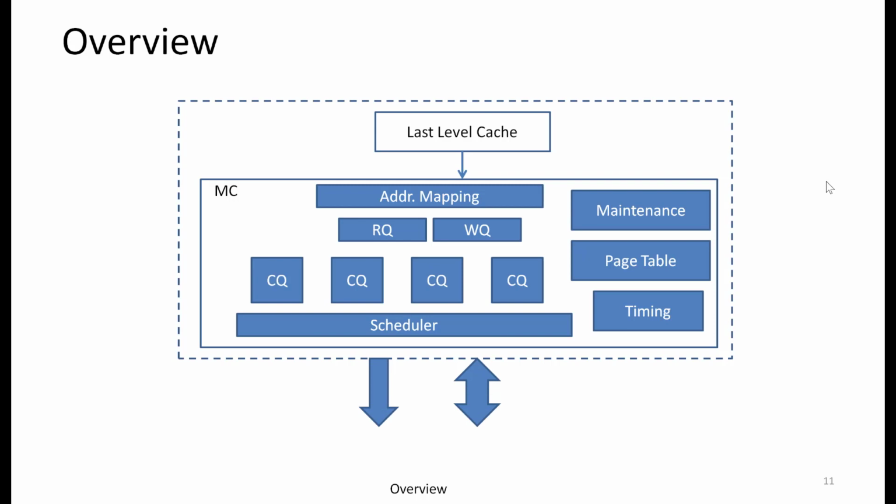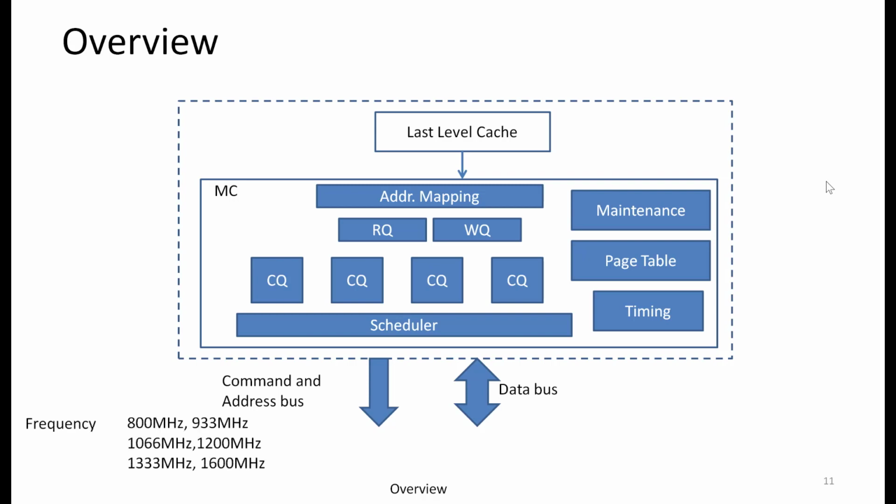The memory controller has two buses, the address command bus and the data bus. The typical address and command bus frequencies are something like 800 megahertz, 933 megahertz to 1600 megahertz. Now we have even 2000 megahertz. The interesting point is the data bus frequency is twice the address bus frequency. It means for an address bus frequency of 1200 megahertz, the data bus frequency actually is 2400 megahertz.